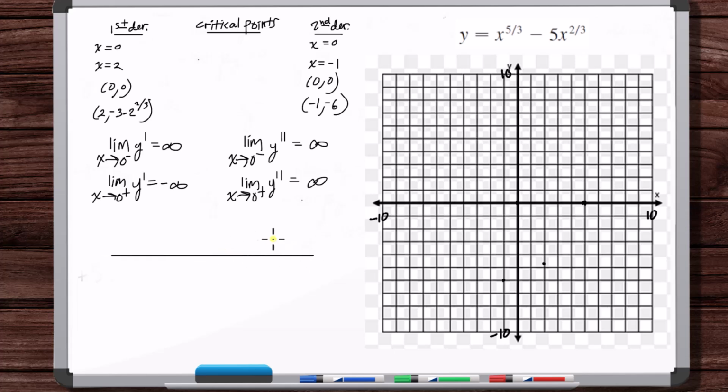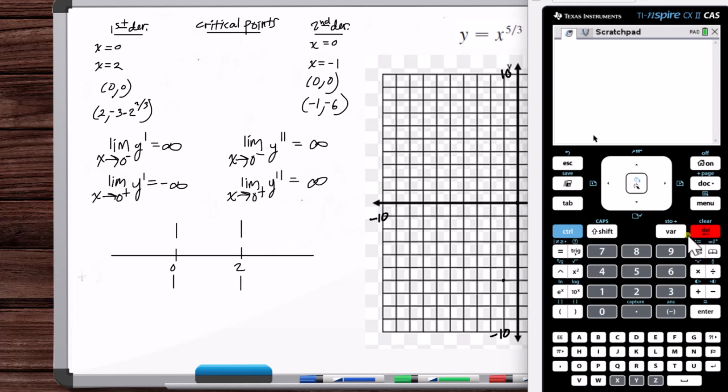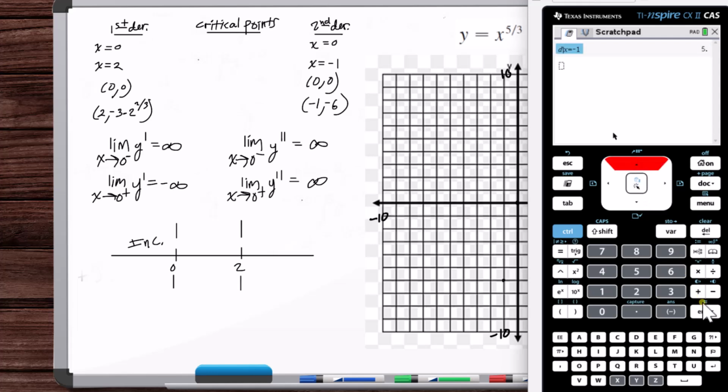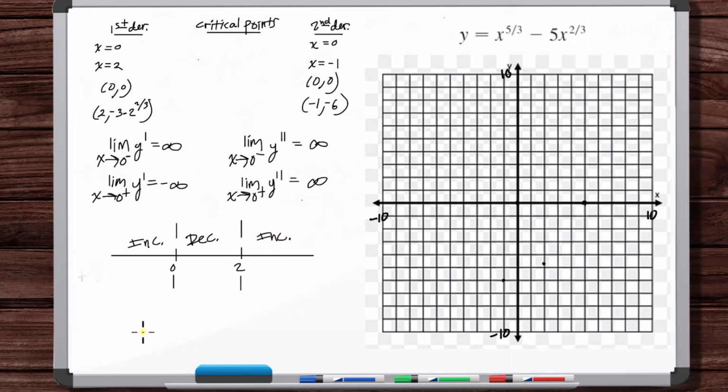Let's analyze the increasing and decreasing regions. So x equal to 0 and x equal to 2. Those are the only 2 points where the first derivative can change signs. So let's do this. We've got the derivative with x equal to minus 1.5, so increasing in this region. Now what about when x is equal to 1? Decreasing in this region. What about when x is equal to 3? Increasing in this region.